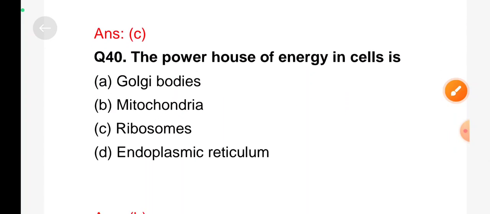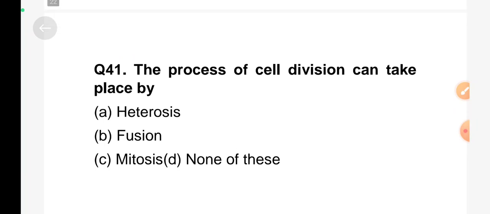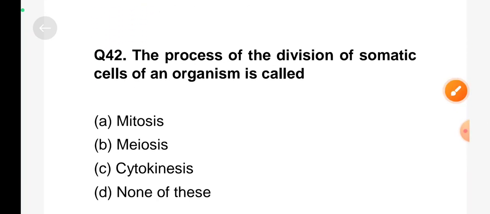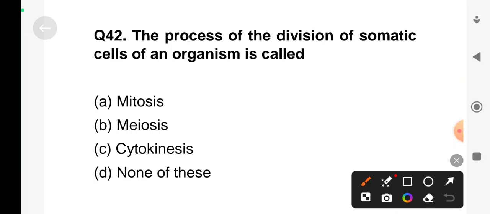The powerhouse of energy in cell is option A Golgi body, option B mitochondria, option C ribosomes, option D endoplasmic reticulum. Right answer is option B, mitochondria. The process of cell division can take place by option A heterosis, option B fusion, option C mitosis, option D none of these. Right answer is option C, mitosis. The process of the division of somatic cells of an organism is called option A mitosis, option B meiosis, option C cytokinesis, option D none of these. Right answer is option A, mitosis.